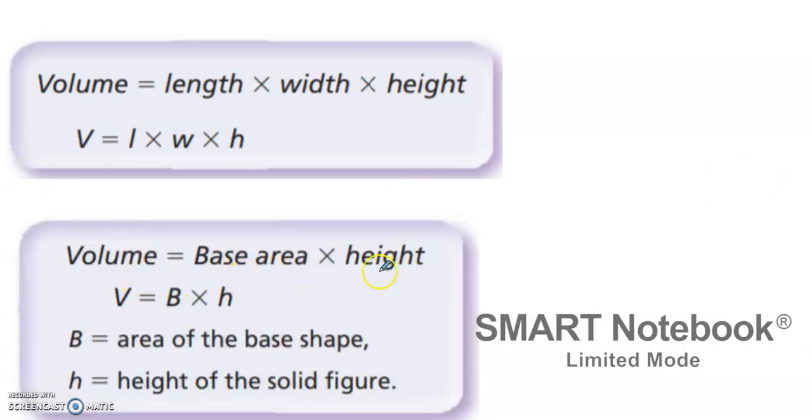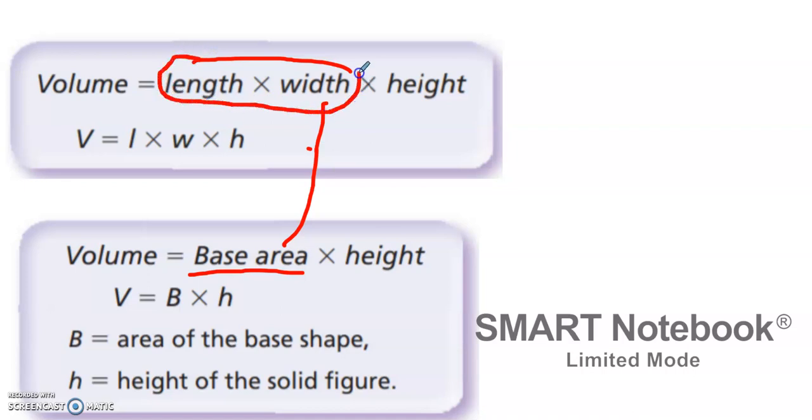And that is the base area times height, or capital B times little h. The reason why the B is capitalized is because base area stands for the area of the base of the shape. So basically, this base area right here is equal to the length times the width in this formula. So in a sense, it's just kind of shortening it up. Okay, so we have that in there. I want you to pause this video and make sure that you have these two formulas in your notebooks. Let's do that now.